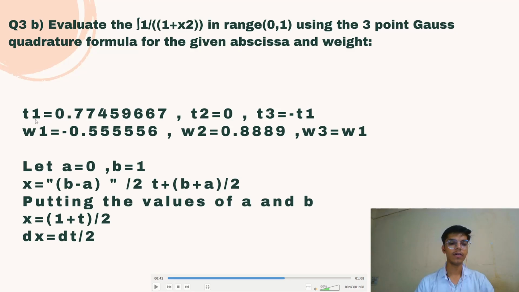So here the values of t1, t2 and t3 are given, and w1, w2 and w3 are also given. Now we will consider that a is equal to 0 and b is equal to 1. Now we will find the value of x by using the values of a and b. Putting the values of a and b, we will get x is equal to (1 plus t) divided by 2, and after differentiating both sides we will get dx is equal to dt divided by 2.